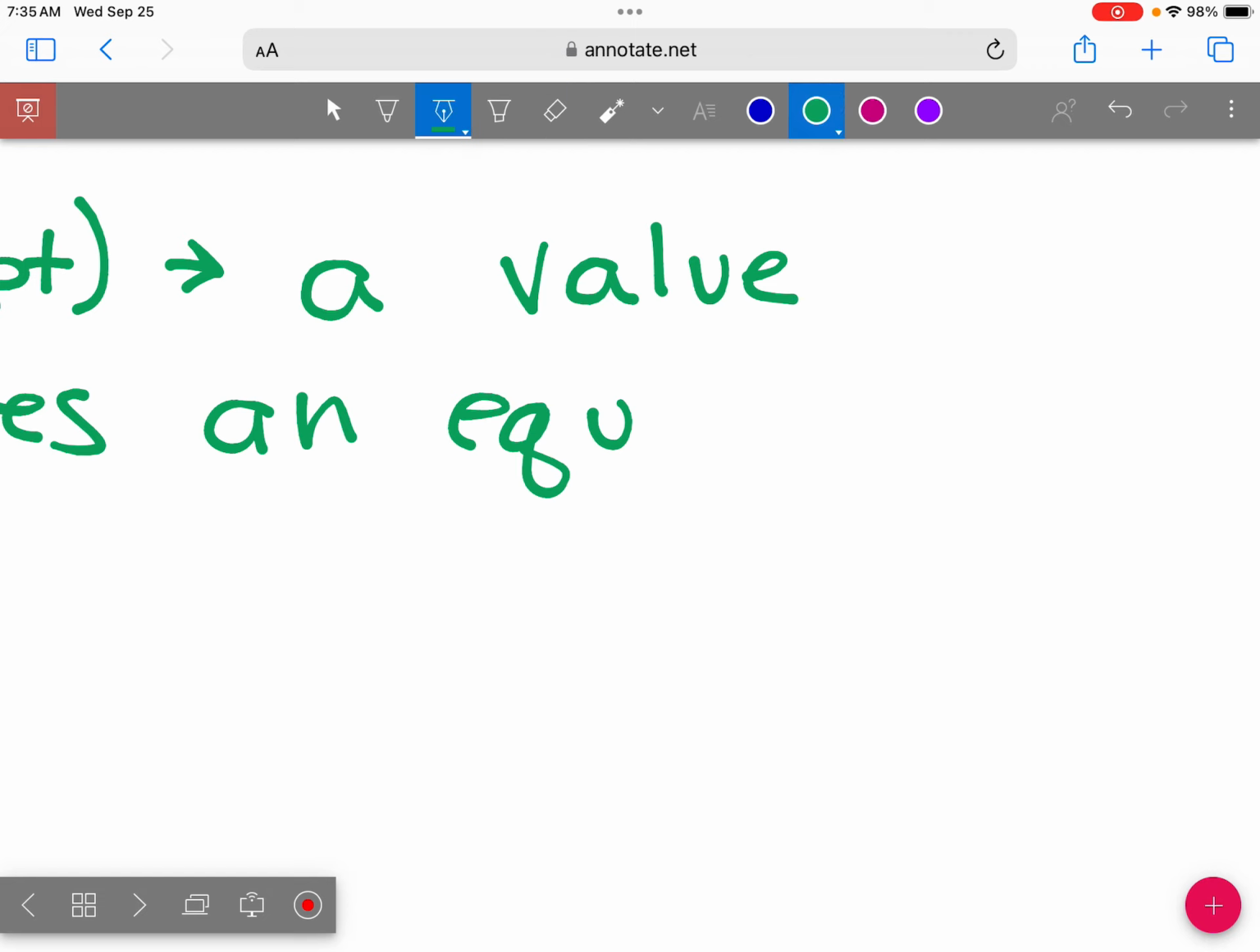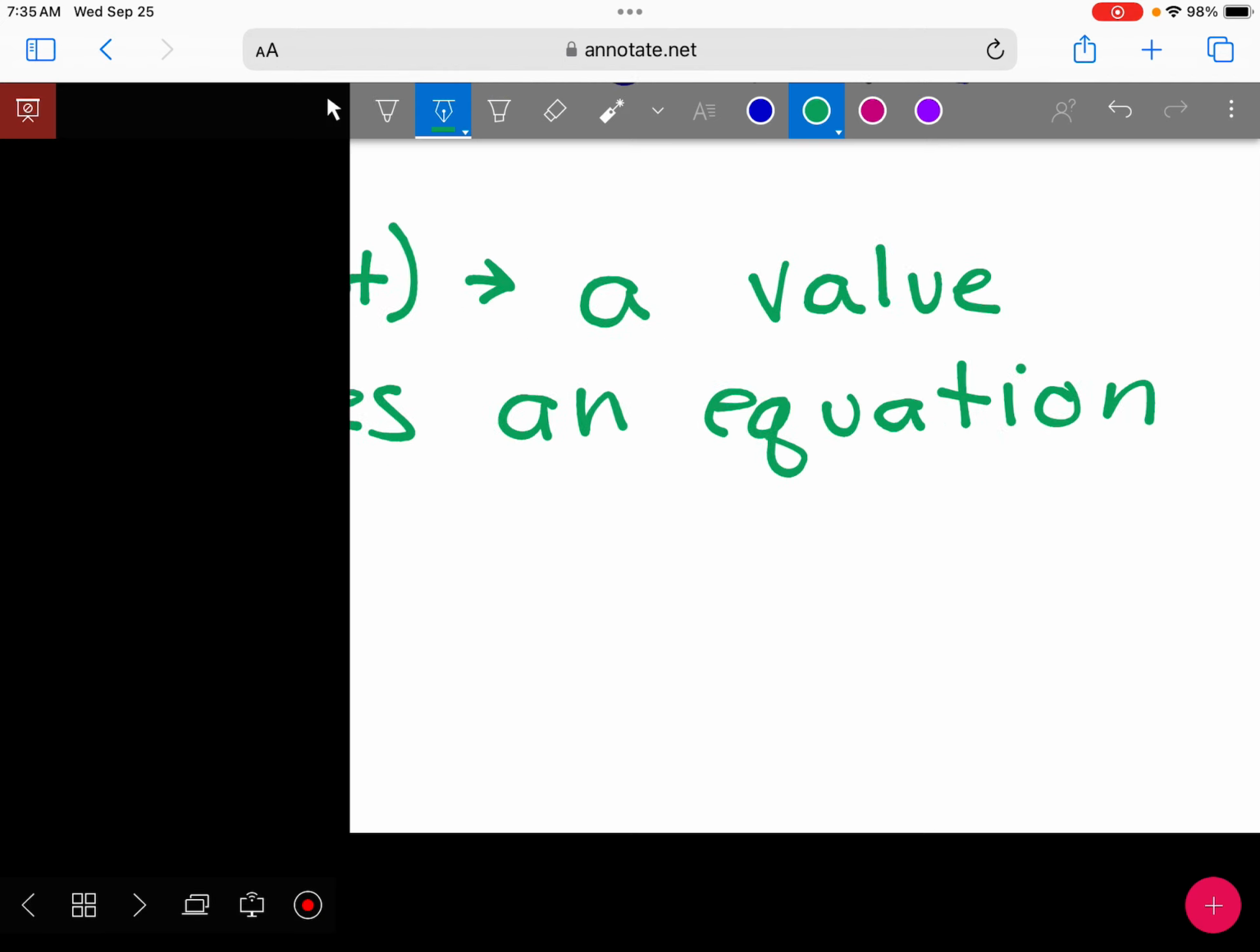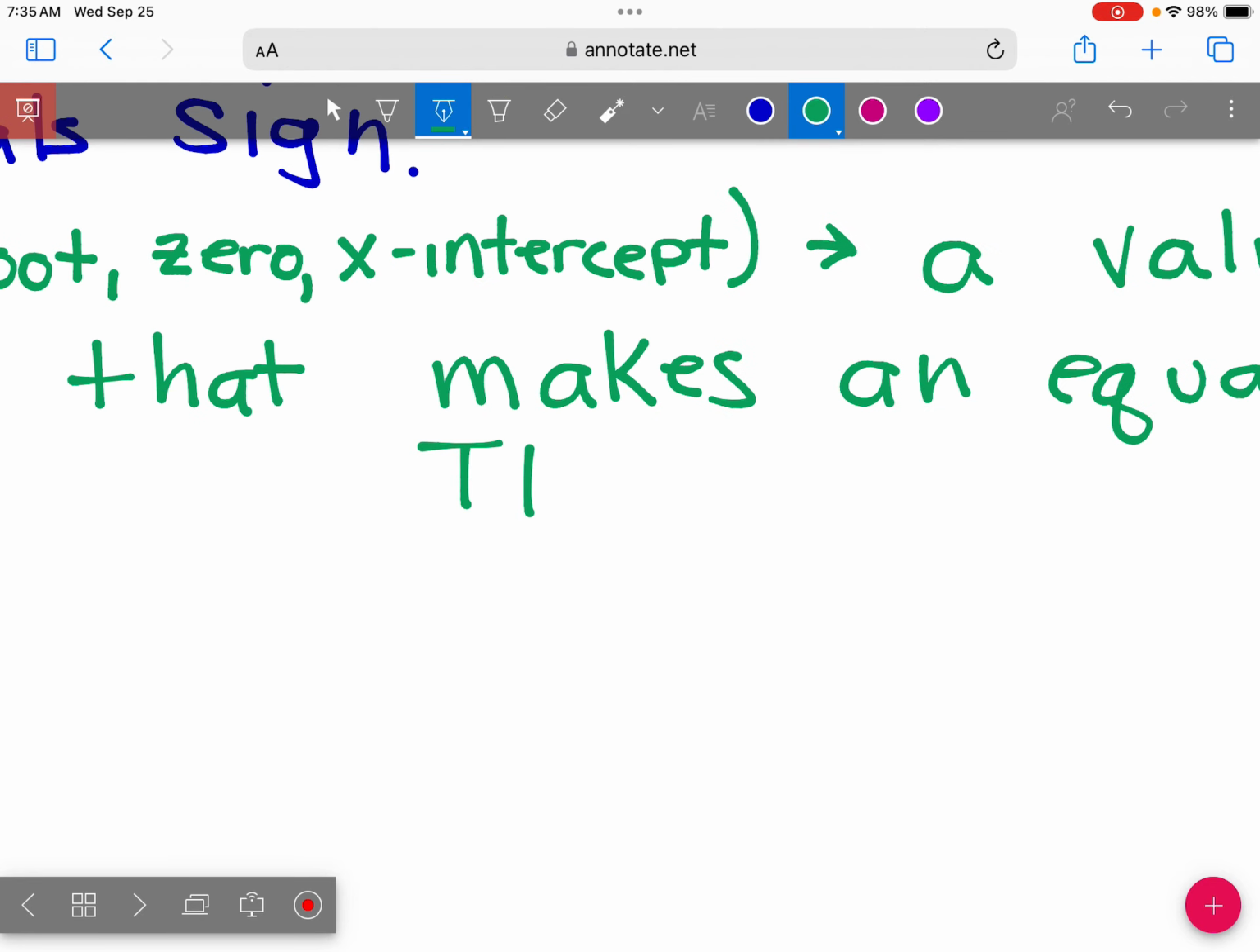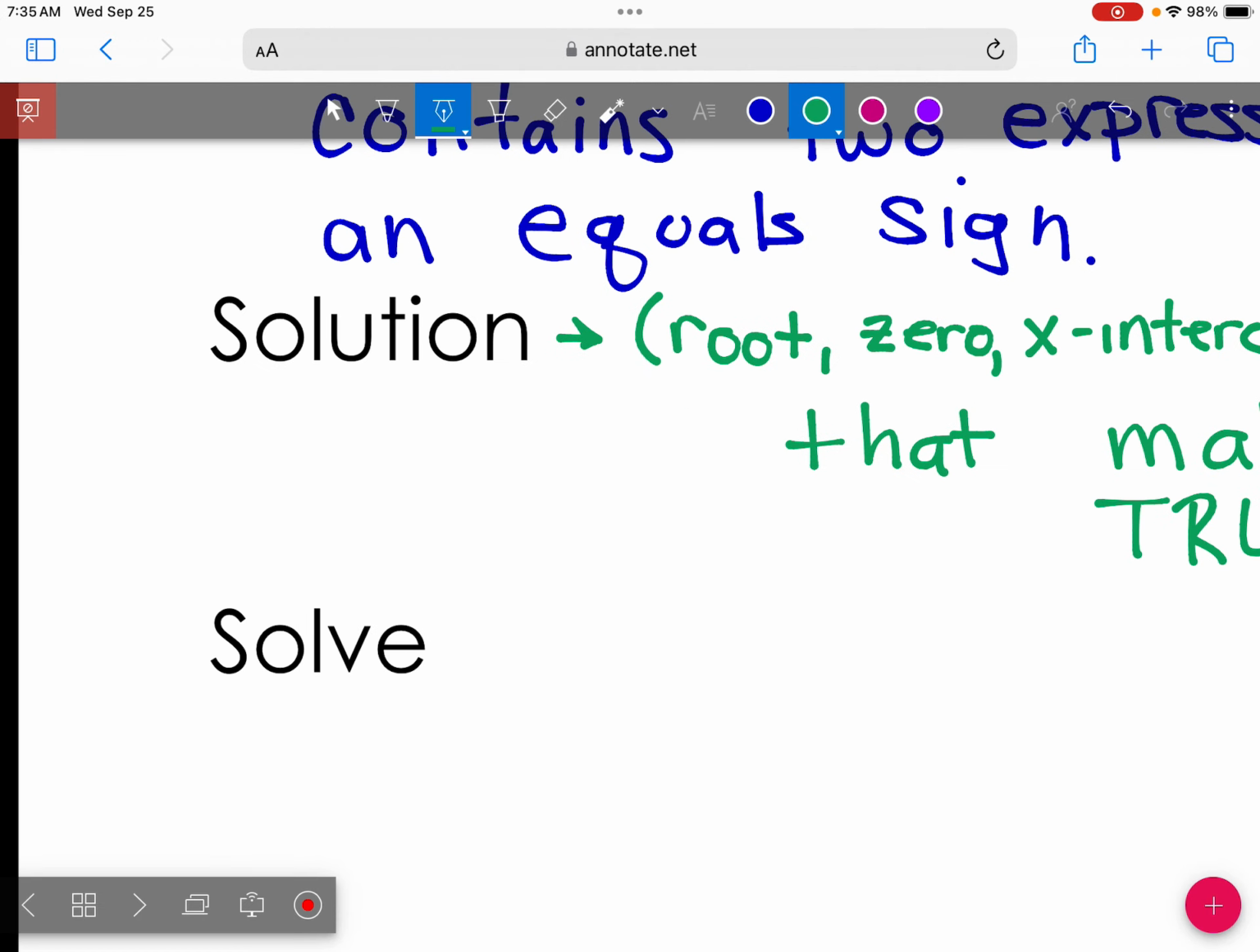A solution is a value that makes an equation true. So for example, if we had something like 2x equals 6, what would x need to be to make that true? 2 times what is 6? 3. So 3 would be our solution. It's a statement that makes our equation true.